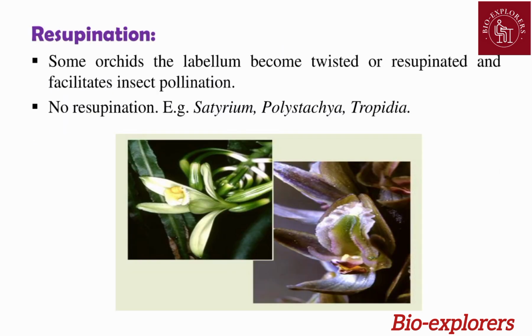In some orchids, the labellum is resupinated, which means the pedicel or ovary is twisted through a 180-degree angle or upside down. That twisting or resupination facilitates the insects to do the entomophilous pollination. So in some orchids, the labellum is not twisted or resupinated. For example, Satyrium species, Polystachya species and Porpax species, there is no resupination.